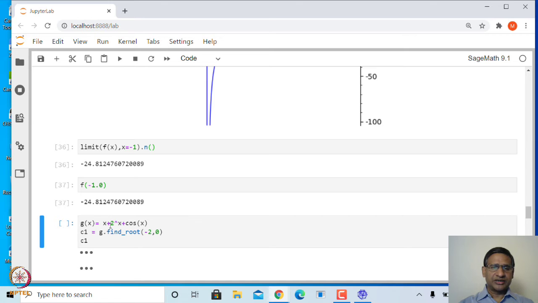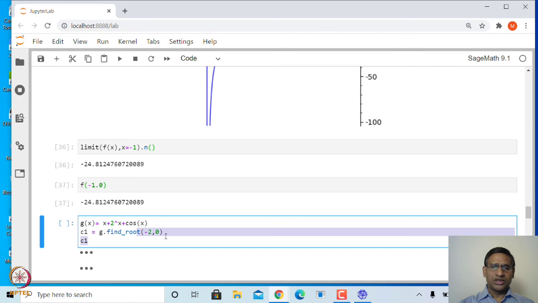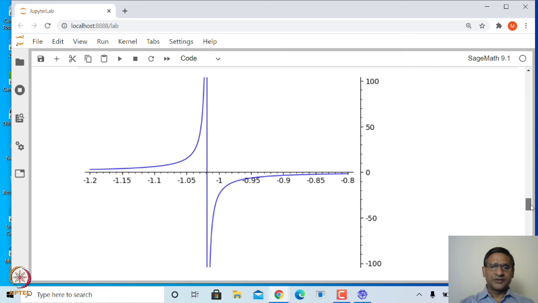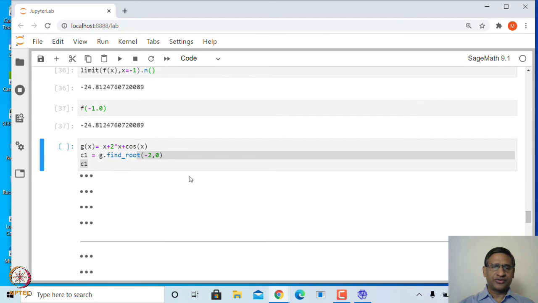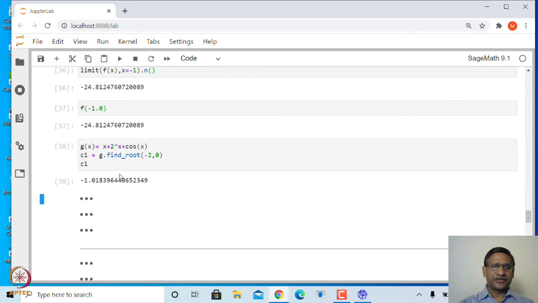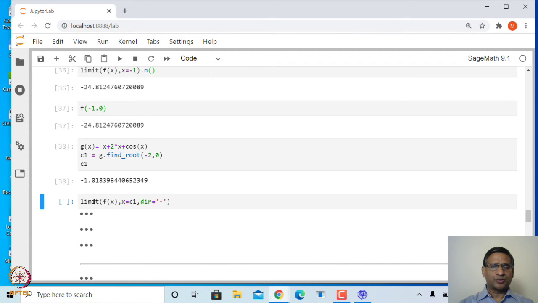First let us define the denominator, which is x plus 2 to the power x plus cos x, in Sage, and we can find the zero of this function using find_root. This finds a numerical root, but you need to give the interval in which you want to find a root. We already saw that between, let us say, minus 2 and 0 there is only one zero for this. So, let us find that, and this is minus 1.01833 and so on, right. So, let us find out what is the limit of the function at this point.